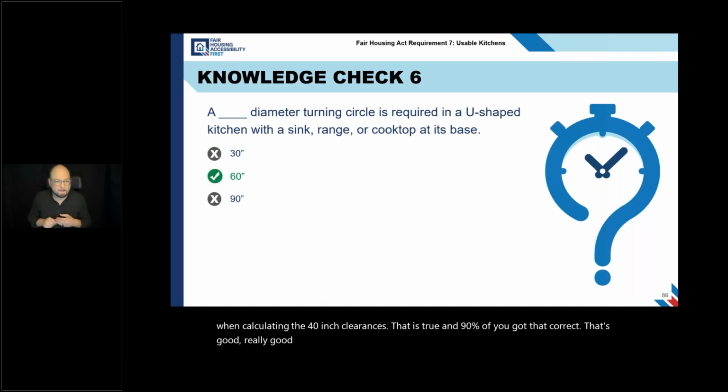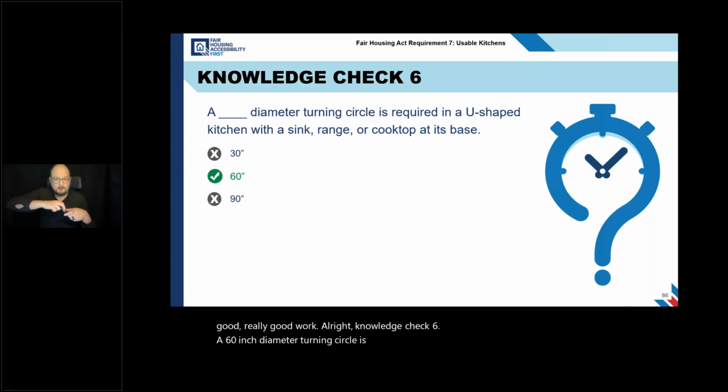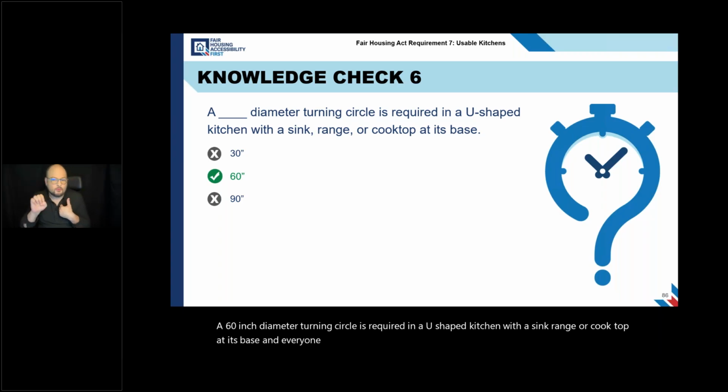All right, knowledge check 6. A 60-inch diameter turning circle is required in a U-shaped kitchen with a sink, range, or cooktop at its base. And everyone got that correct. 100%. Yay, yay, yay.